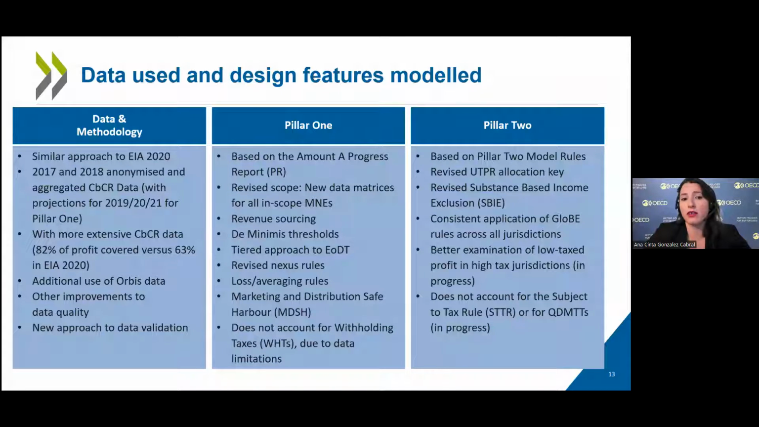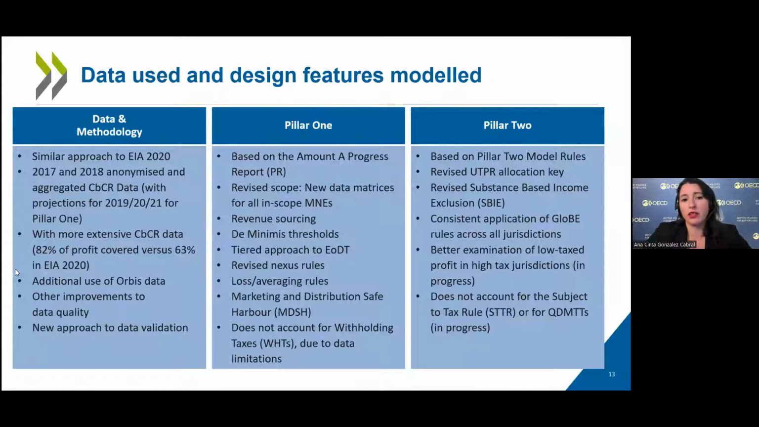We use more up-to-date country-by-country reporting data. So we build on the 2017 and 2018 vintages, which is a great advantage compared to before, as the coverage of CbCR data has greatly expanded over time. To give an example, profits from country-by-country reporting now account for 82% of the total profit in our data, compared to 63% when we did the assessment back in 2016, using 2016 data, referring to the economic impact assessment in 2020.